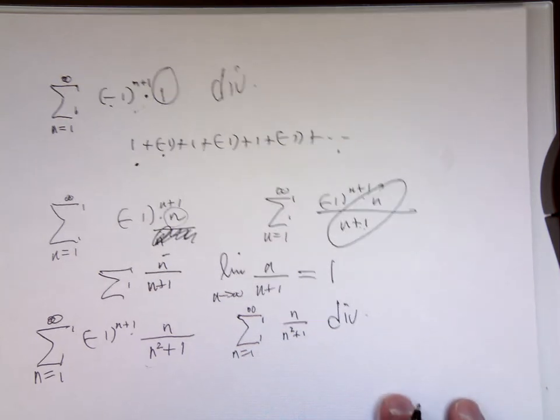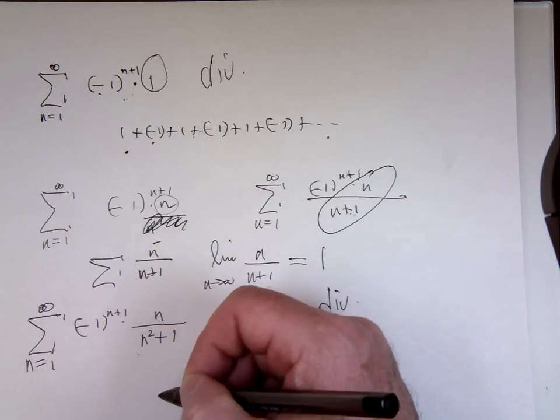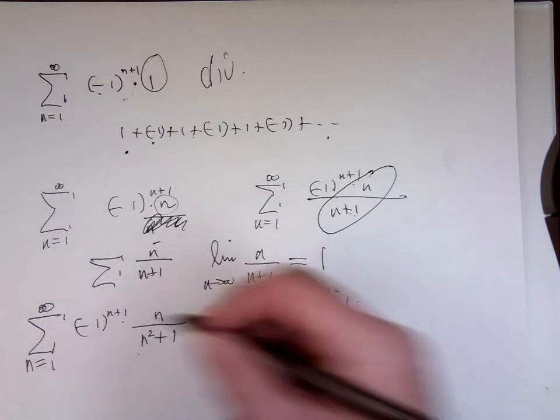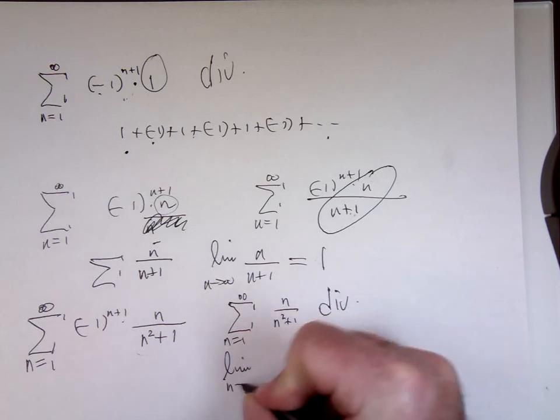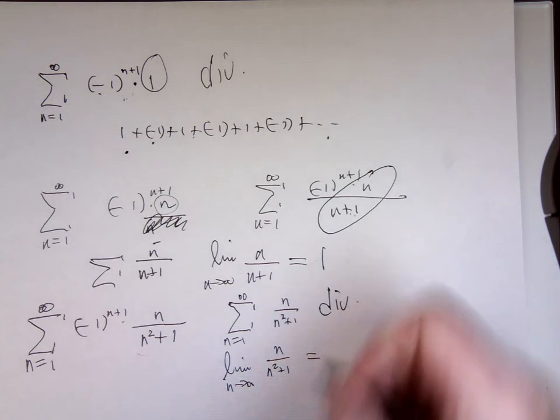So, first thing to do is take the limit as n goes to infinity of n over n squared plus 1. What is that limit equal to? 0. It is equal to 0. That degree is greater than that degree. That limit is equal to 0.